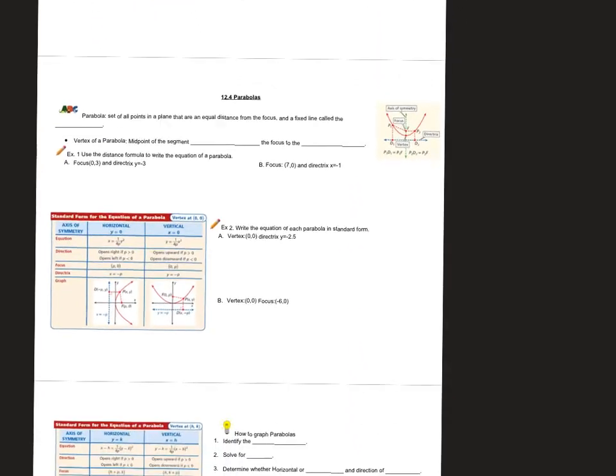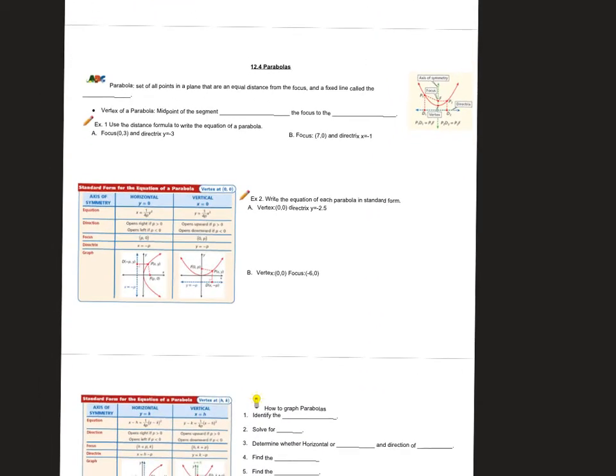Alright, so parabolas. It's a set of all points in a plane that are an equal distance from the focus and a fixed line called the directrix. The vertex of a parabola is the midpoint of a segment connecting the focus to the directrix. So it says use the distance formula to write the equation of a parabola.